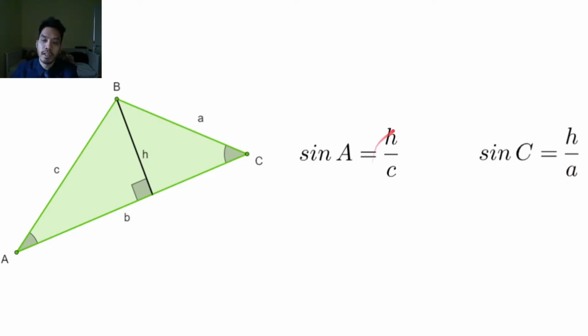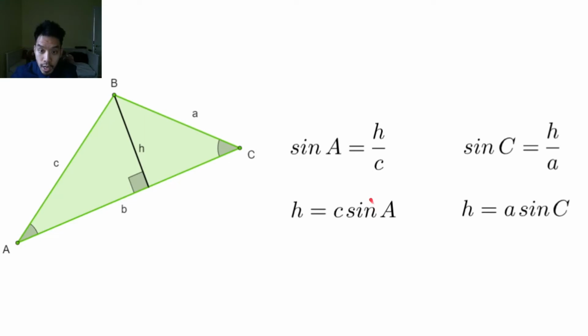Now what we're going to do is isolate for H for both of them, because H is common to both of these triangles. So let's isolate for H. In order to isolate for H, since this is dividing by C, the opposite of dividing by C is multiplying by C. If we multiply both sides by C, we have C times sine A, and we have isolated for H entirely.